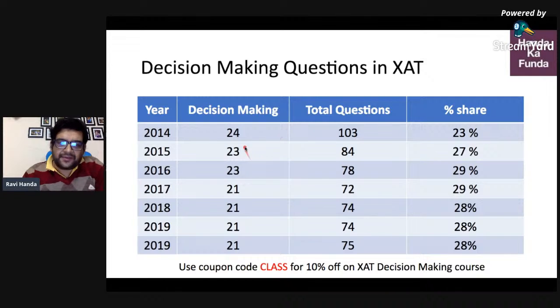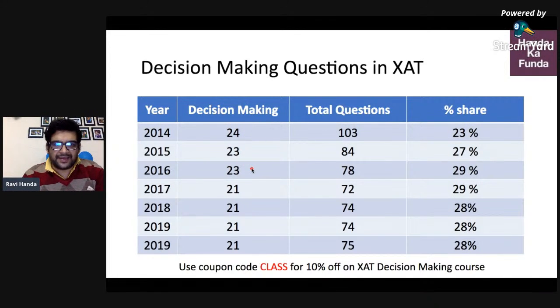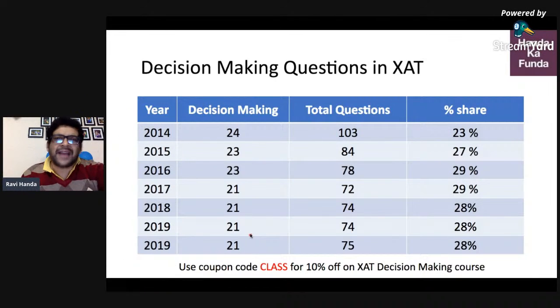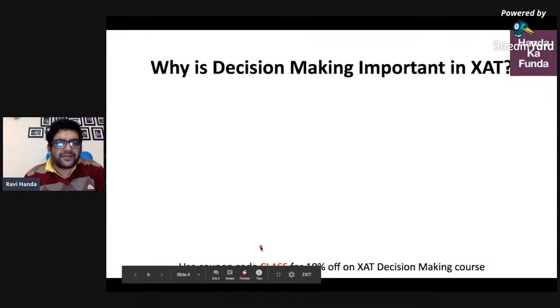As I was saying, if you look at the history, there were 24, 23, 23 questions asked in the earlier years. But from 2017 till 2020, the number of questions has been fixed at 21. Now, the number of sets keeps on changing, but over the last few years, from now on, you can expect 7 sets of 3 questions each. That would be a fair enough expectation. That's essentially the idea for this.